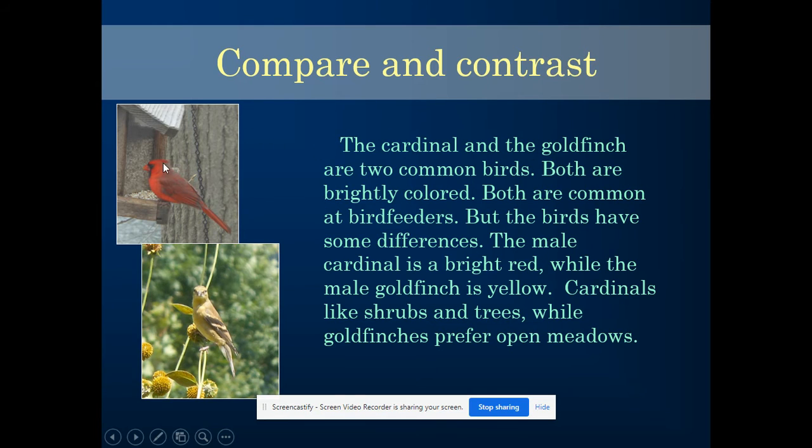They said the cardinal and the goldfinch are two common birds. Both are brightly colored. Both are common at bird feeders. But the birds have some differences. The male cardinal is bright red, while the male goldfinch is yellow. Cardinals like shrubs and trees, while goldfinches prefer open meadows.